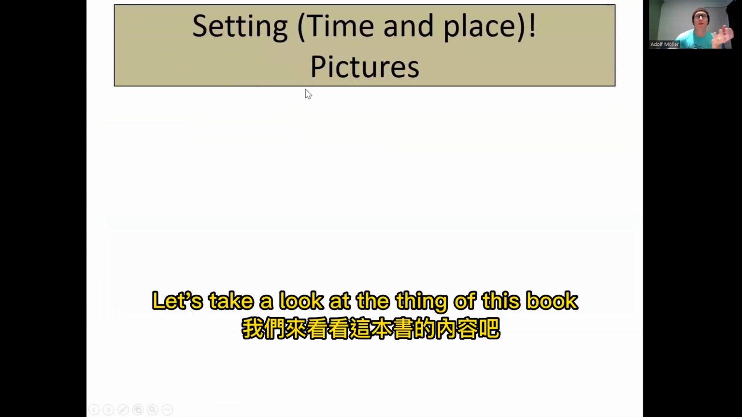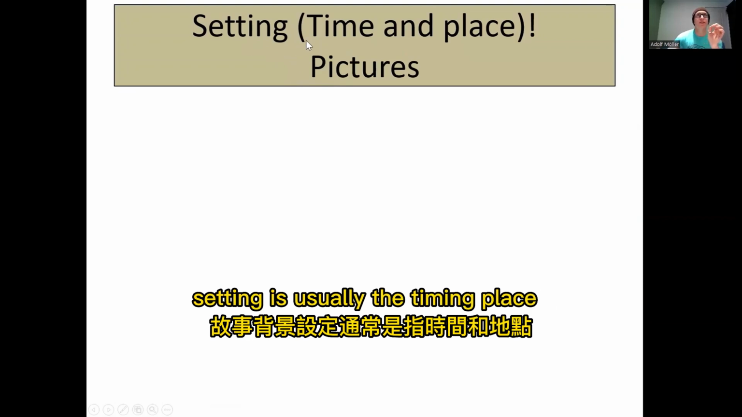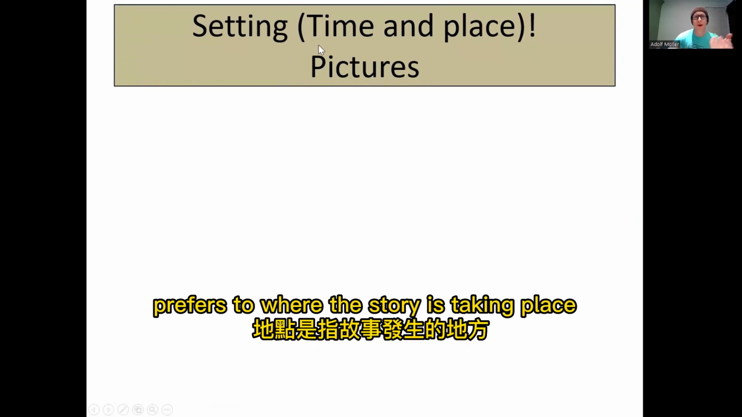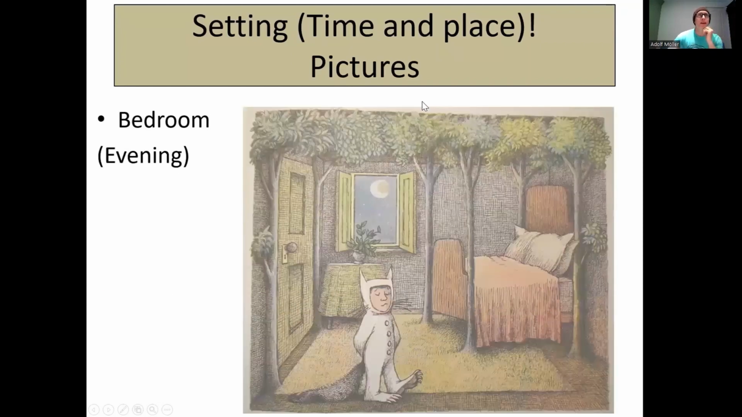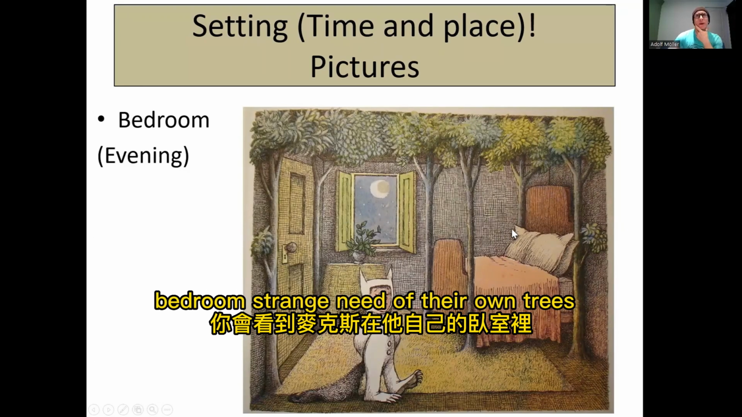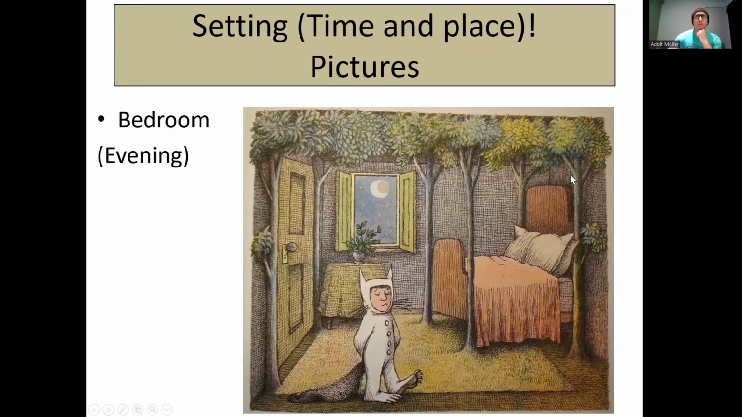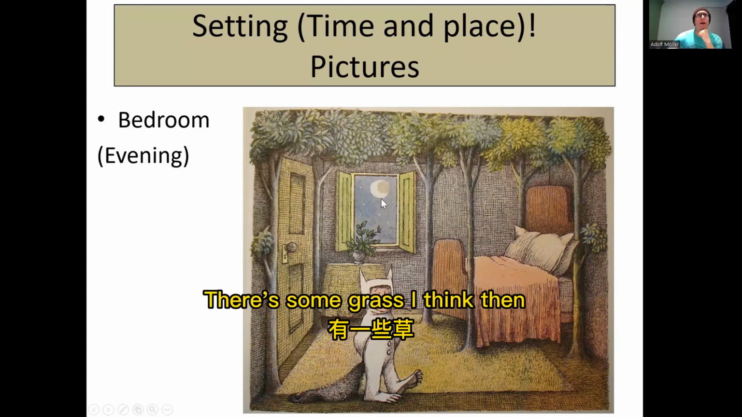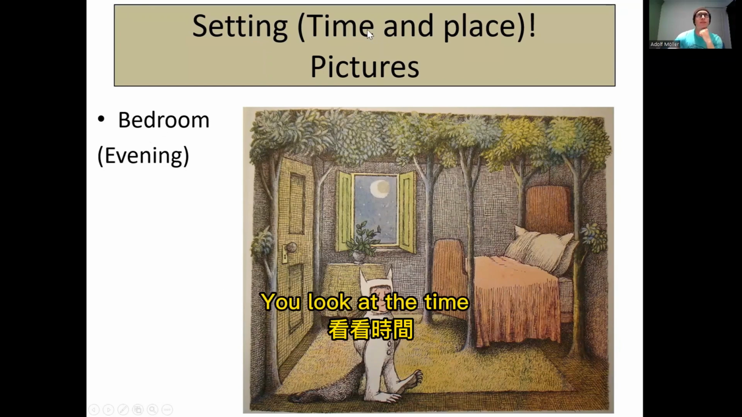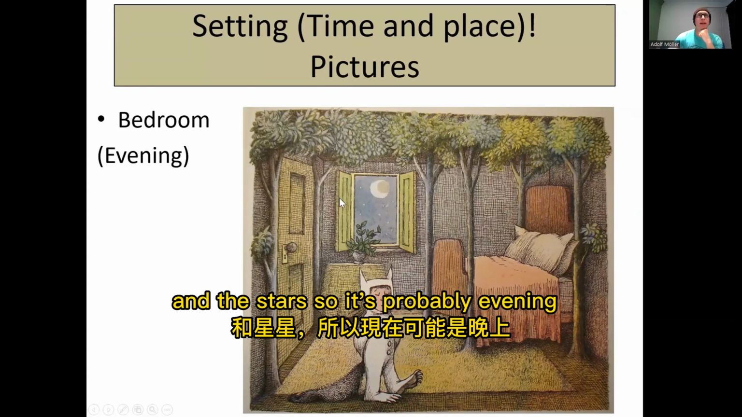Let's quickly look at the setting of this book. If you don't know what setting is, it's usually the time and place. It refers to where the story is taking place. So we will look at the pictures briefly. In the beginning of the book, you'll see Max is in his bedroom. Strangely enough, there are trees. I wonder why that is. You'll have to find out when you read this book. So there are trees. There's some grass, I think. And then if you look outside of the window, you can see the moon and the stars, so it's probably evening.